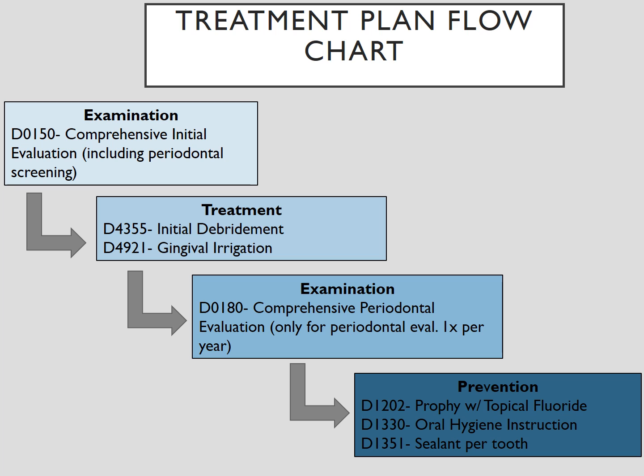Here we can see the treatment plan and how we'll flow through each appointment. When Brenda initially came in, we did a comprehensive exam. From that exam, we did an initial debridement and gingival irrigation. Then we brought her back and did a comprehensive periodontal evaluation to determine her probing depths. From there, we were able to do a prophy with topical fluoride in office, give great oral hygiene instruction, and add sealants per tooth that needed them.